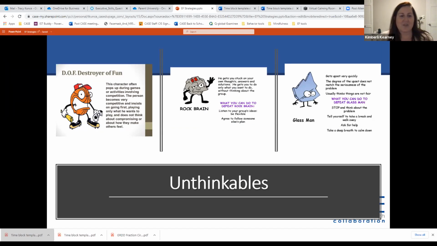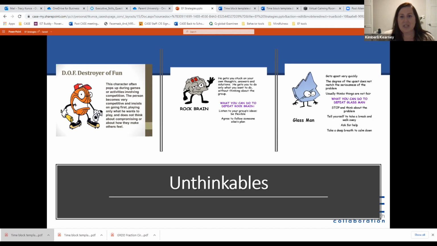but we're trying to help kids start to observe when these things become active in themselves. So for example, a destroyer of fun often has a hard time if he loses. He wants to be first all the time. He may be a sore loser or a poor sport. And Rock Brain has a really difficult time going with other people's suggestions or ideas, has a really hard time considering thoughts and ideas of other people, and just has a really difficult time maybe if our plans change. And Glass Man gets upset very easily and often has a really big reaction to a small problem.